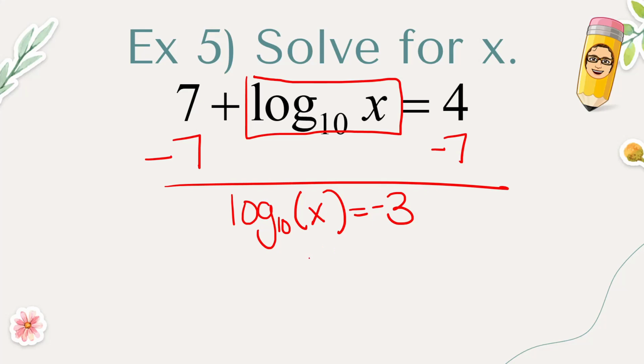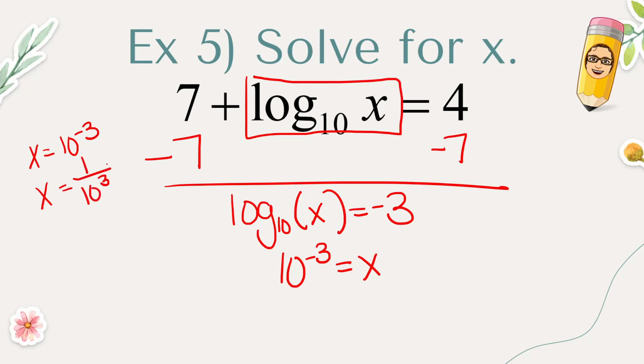Now, I got to convert to my exponential form because I can't get to the x. It's inside of a log. So I'm going to go 10 to the negative third is equal to x. Oh, 10 to the negative third. That is the same as, I'm going to go over here, well, that is 1 over 10 cubed, right? Because negative exponents just mean go down to the bottom. And 10 cubed is 1,000. So x equals 1 over 1,000 for our answer.